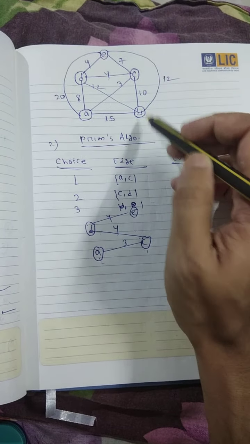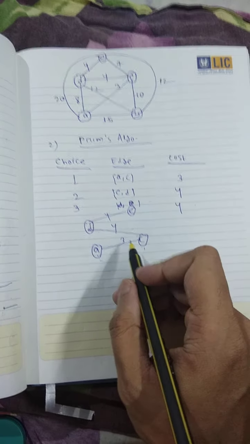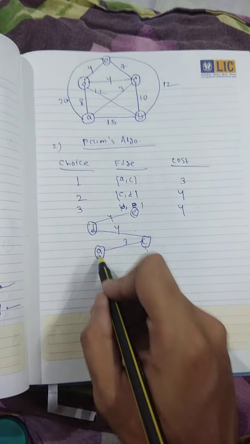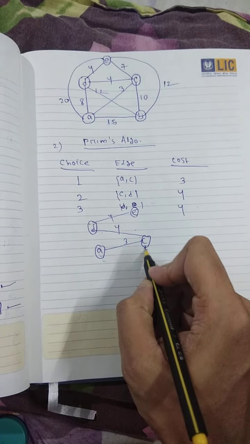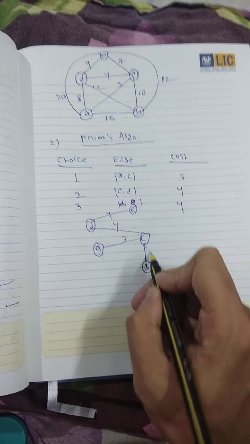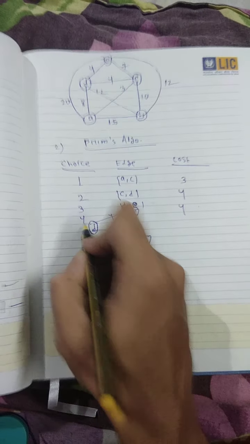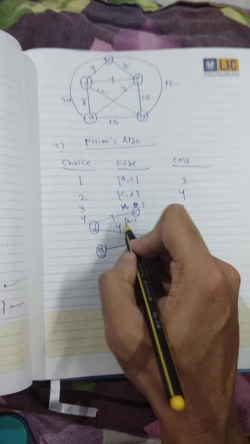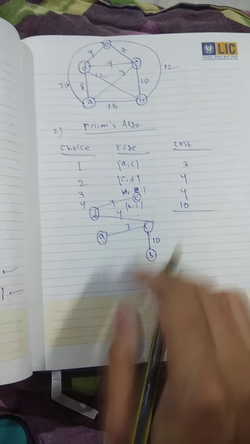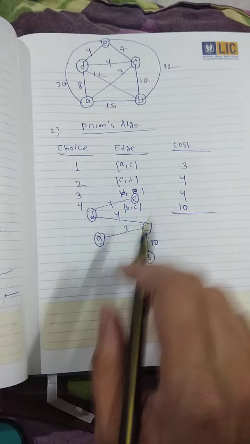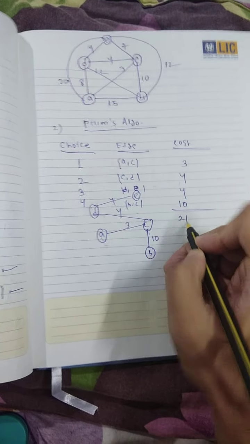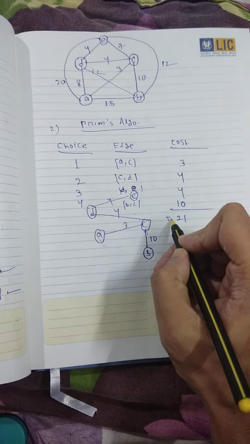So what about the 10? 10 is here C to B. This is also incident on the selected vertex, and this is also the minimum. So next is your CB or BC, which is cost 10. Okay, so this is your minimum spanning tree using the Prim's algorithm. What is the cost? Cost is the same, 21. So total cost is 21.